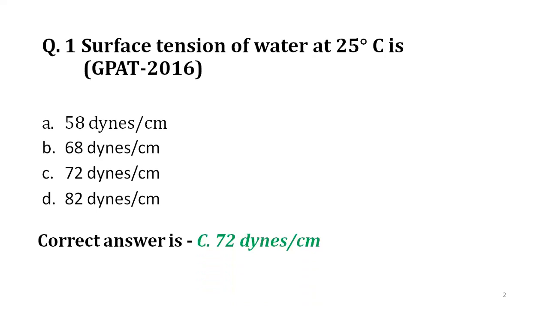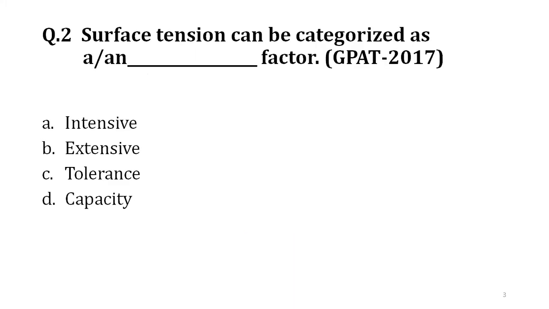In Martin, if you remember, at 20 degrees Celsius, the surface tension of water is given as 72.8 dynes per centimeter. As the temperature increases, surface tension decreases. So the value at 25 degrees was slightly less than at 20 degrees Celsius.